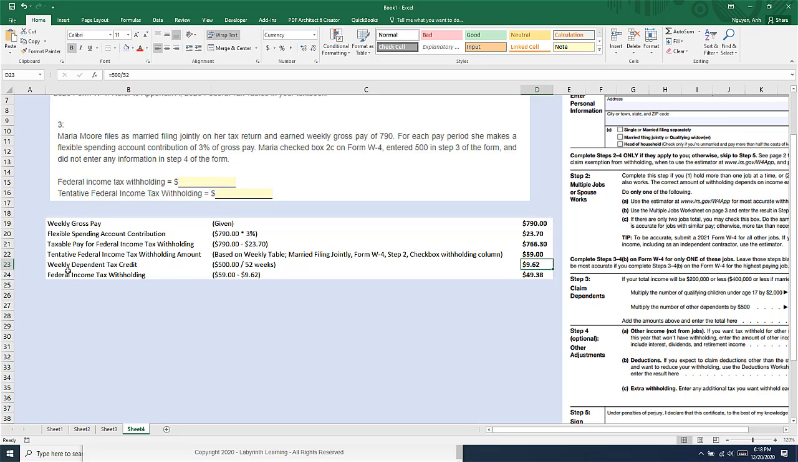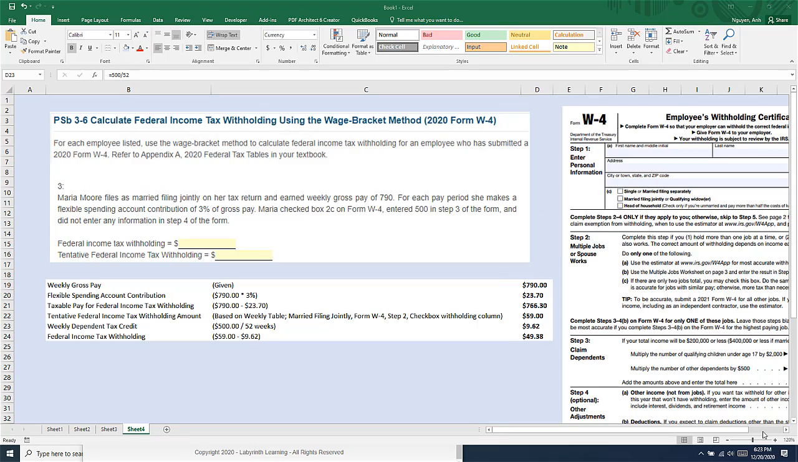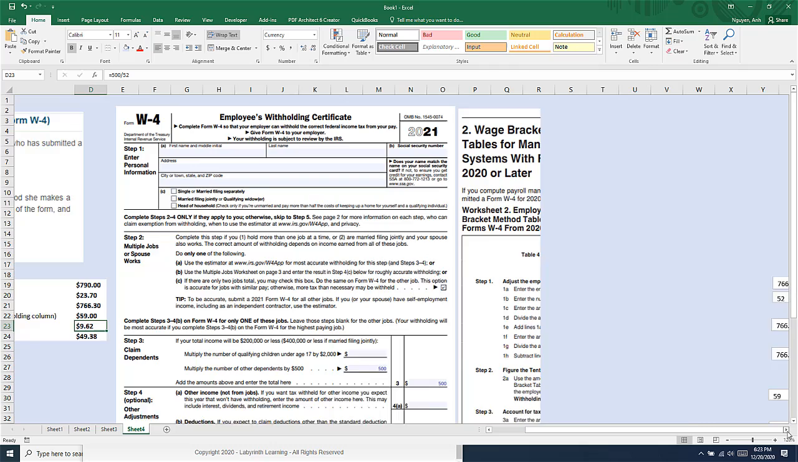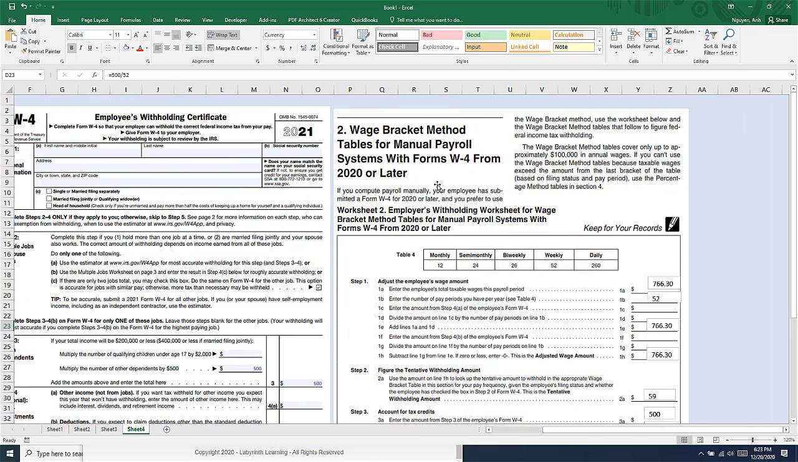Your question may be, what is the tentative federal income tax withholding? To understand that, go to Worksheet 2 of Publication 15-T, and that's shown here. This is the worksheet the employer uses to calculate the amount of withholding. And this is for the wage bracket method. If it's the percentage method, then it will be Worksheet 4.